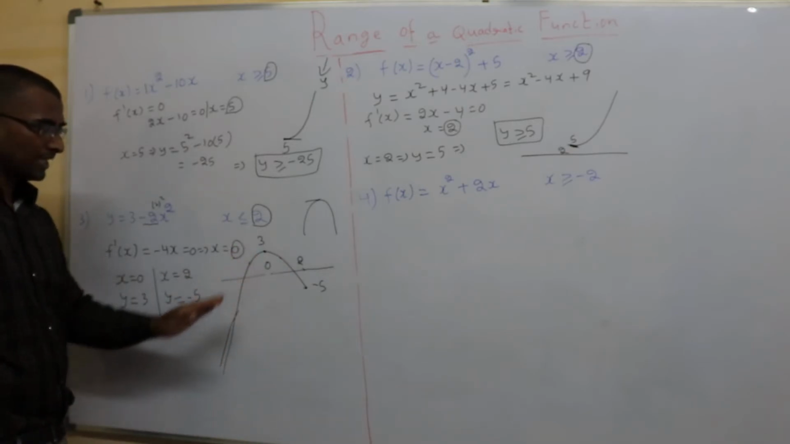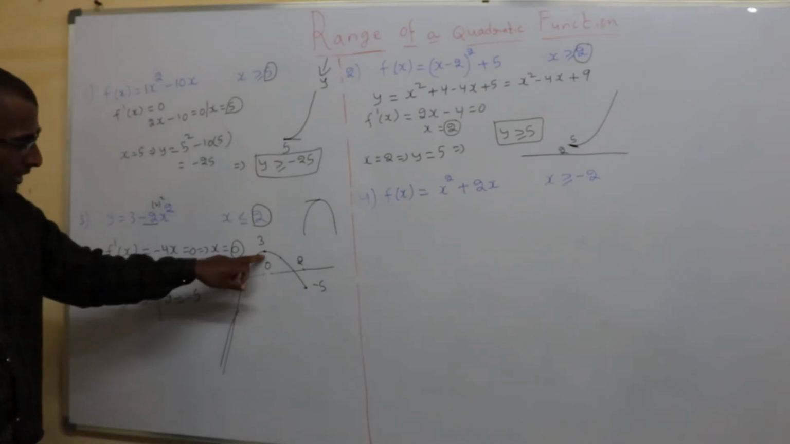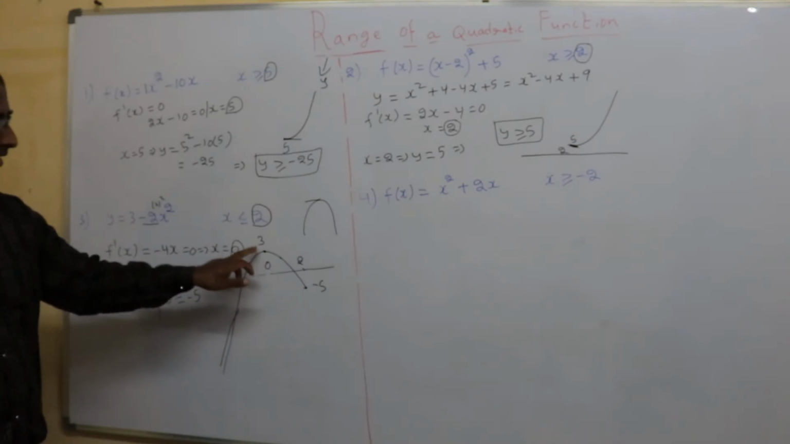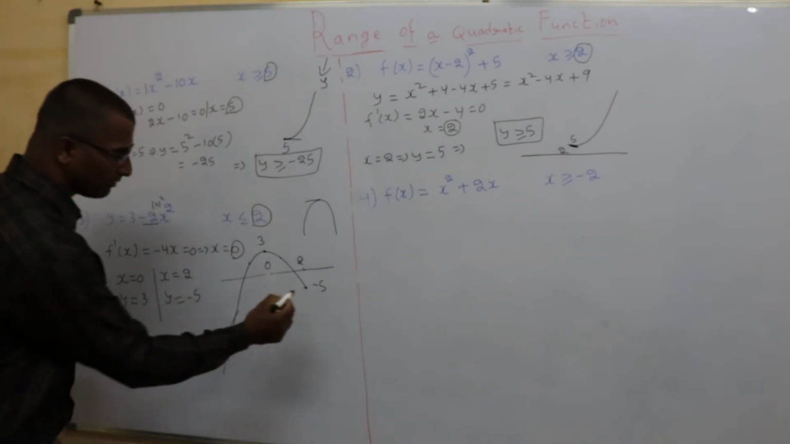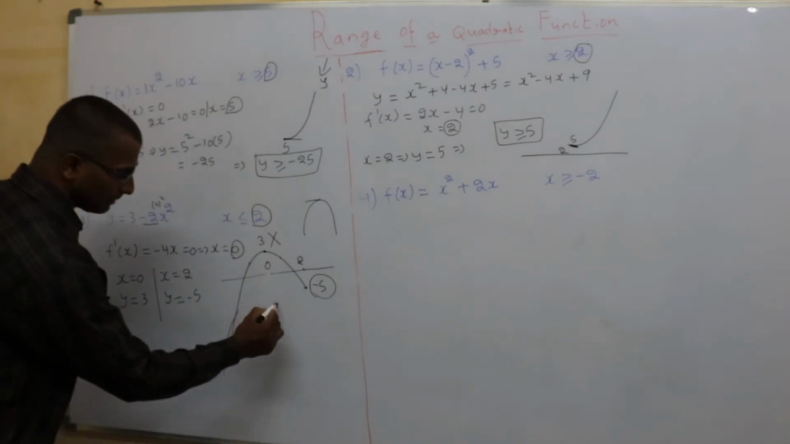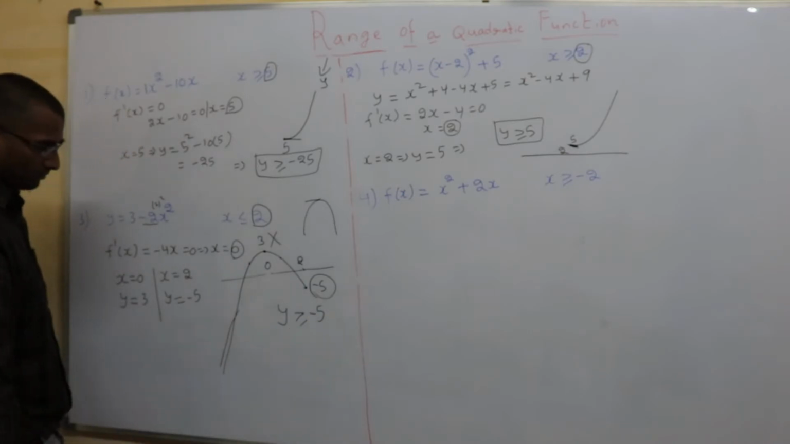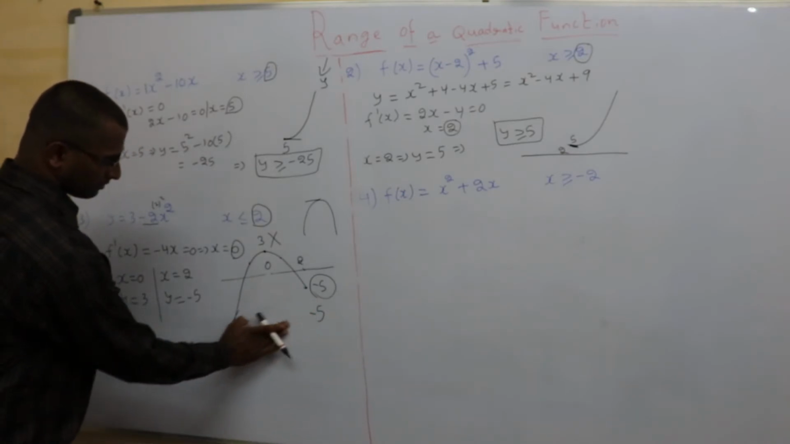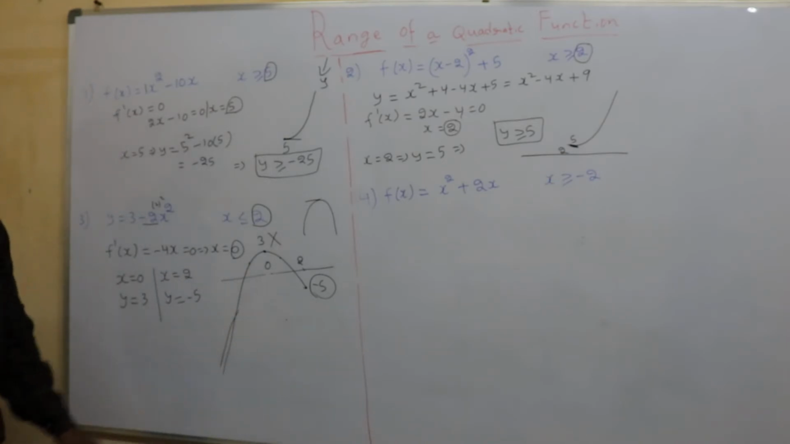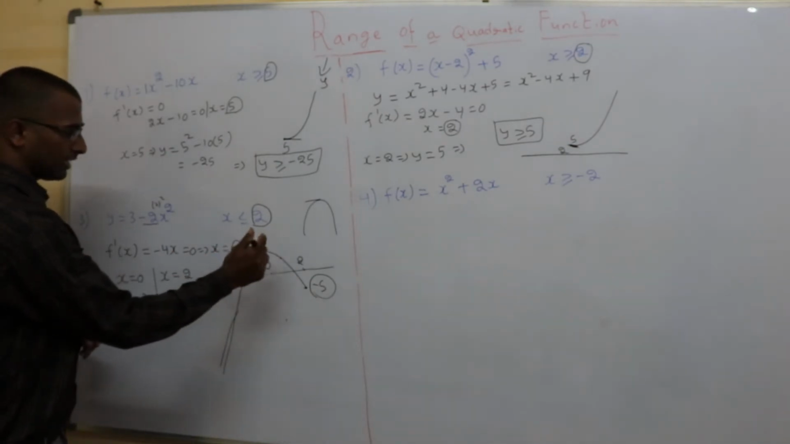Now what can be the range of this graph? Look at this graph. I cannot say this will be the minimum point. See here, y is 3 and y is minus 5. Looking at these two, my minimum point will be minus 5, not 3. So my answer will be y greater than or equal to minus 5. Is it wrong, right? If I say this is a minimum point, other minimum points I get on this side. So that is wrong.